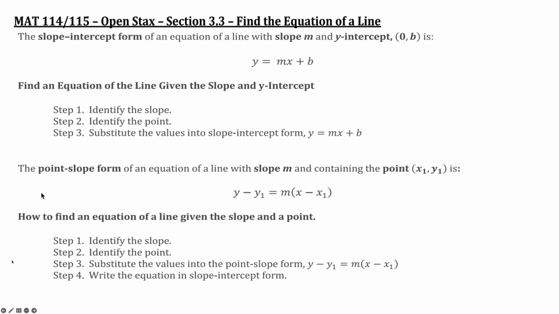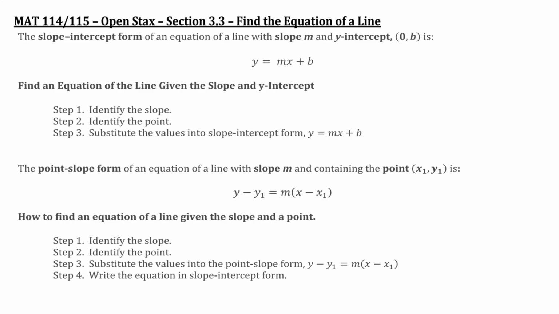The second equation of a line is called point-slope form. This again has slope m, but now this contains the point x sub 1, y sub 1. The sub 1s just means that's some point, the first point that you look at. Now this point can be anywhere on your graph. It does not have to be on the y-axis.